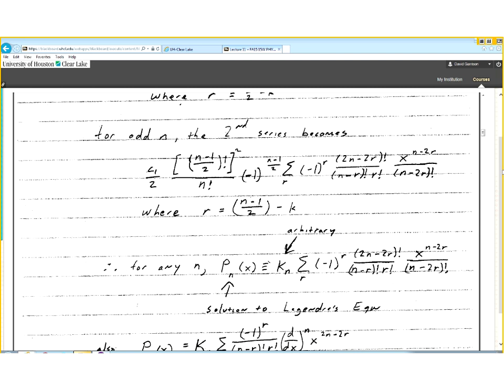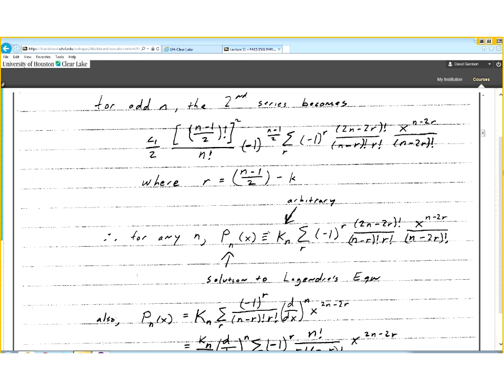The polynomial is going to look something like this, where they've thrown in this arbitrary coefficient in front, which takes the place of the C1 or C0, and some of the other terms that depend directly on n that are in here. And so you could see that this is the solution of Legendre's equation, and it is an infinite series. And that's kind of where it comes from.